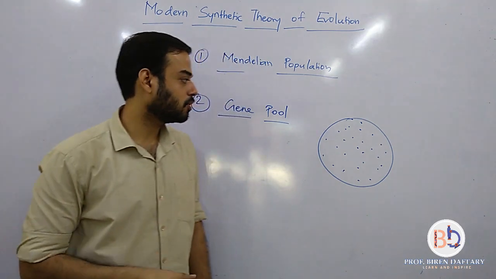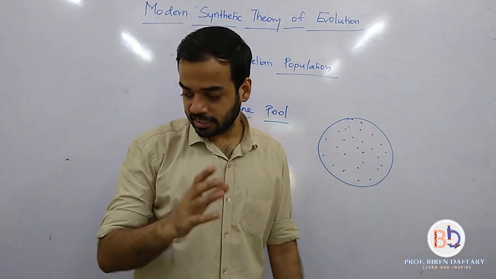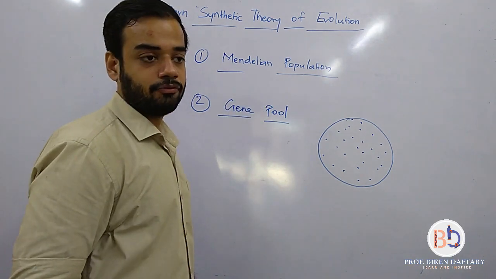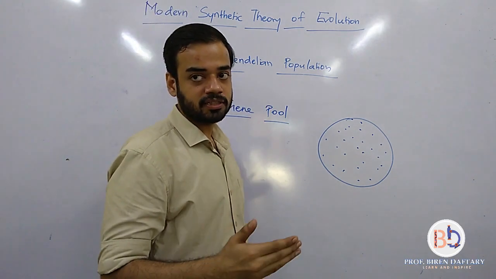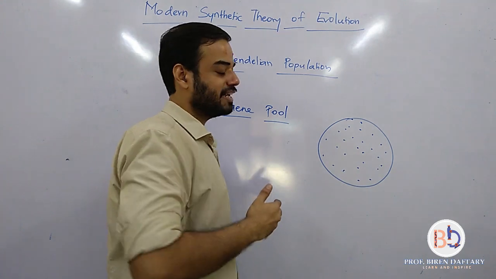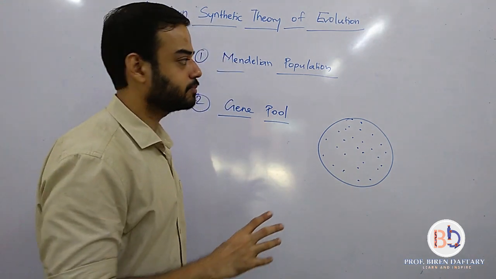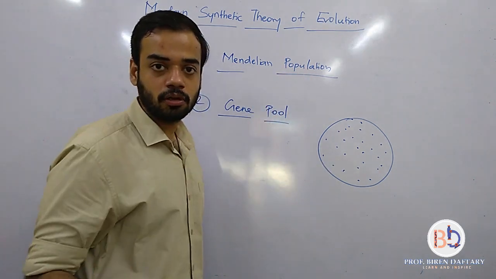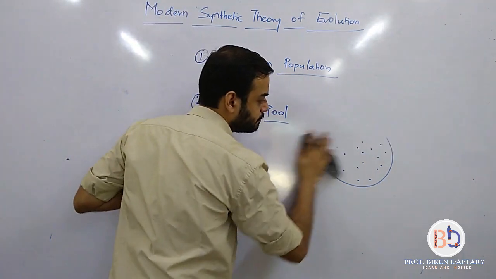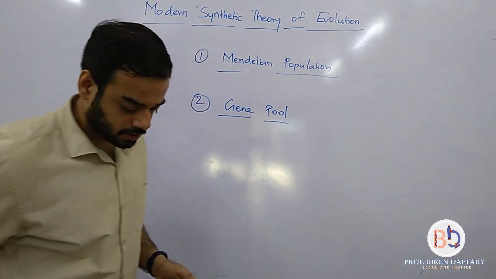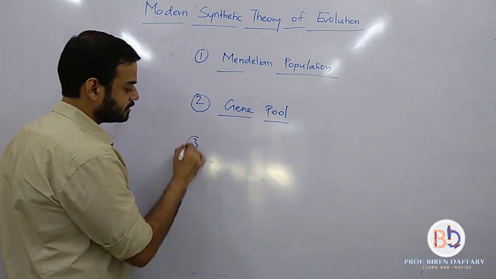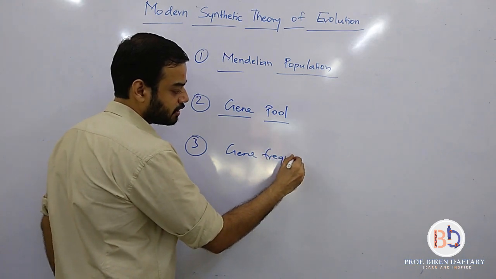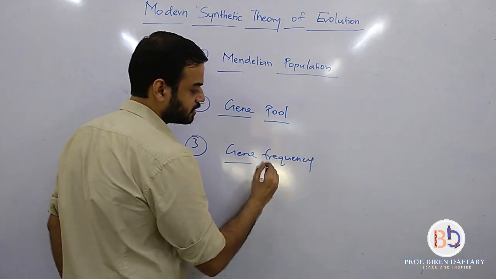It is very important to understand these words because in NEET, many questions are asked on these terminologies. If you learn by heart or mug up the concept, then you will not be able to explain it. So please understand the concept. What is the meaning of Mendelian population? What is the meaning of a gene pool? If you have understood gene pool, then the next concept is called gene frequency. This is the last terminology which you have to understand before we start with the theory.